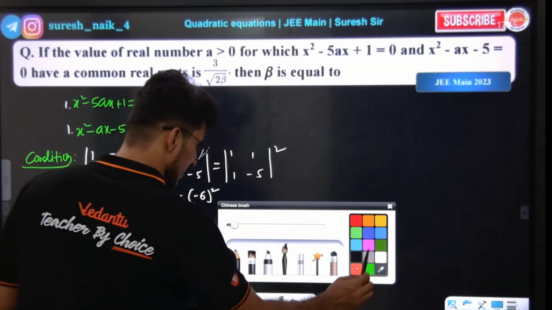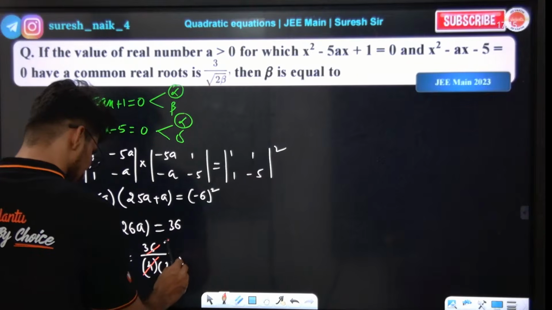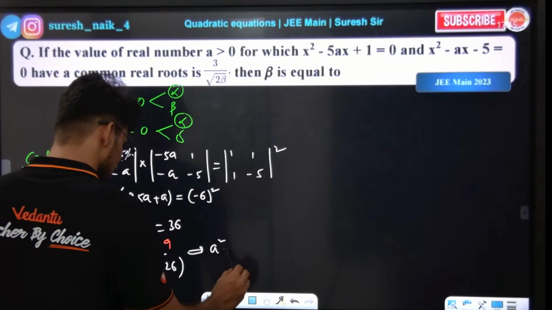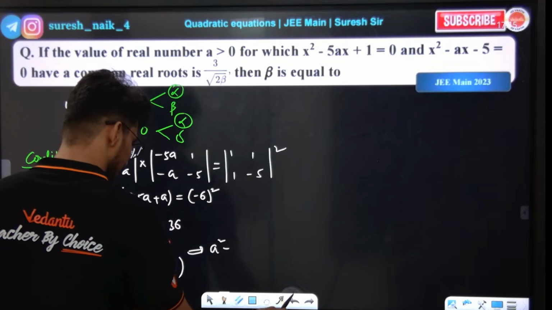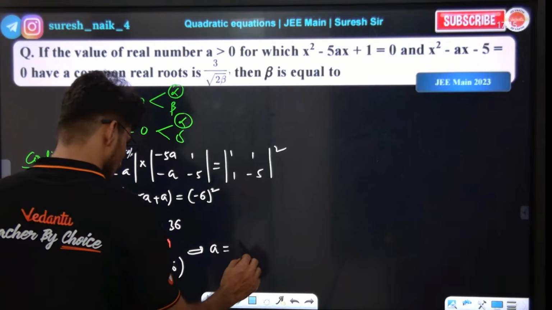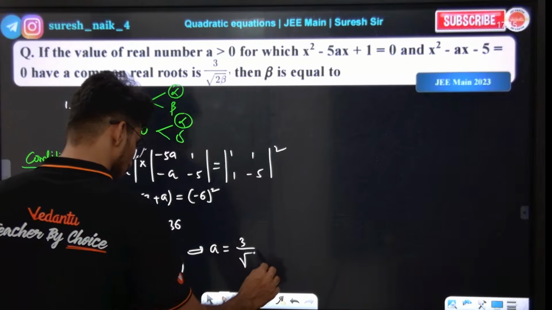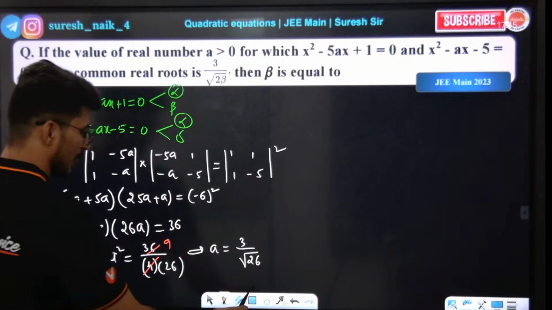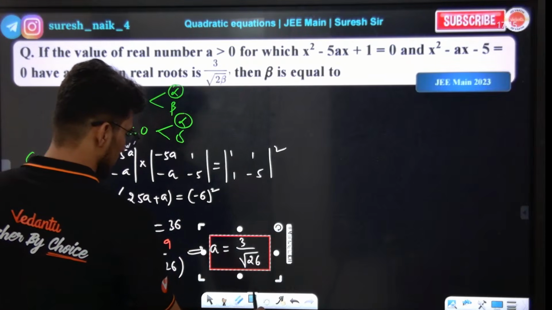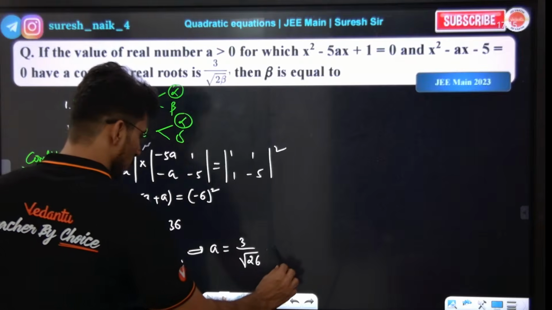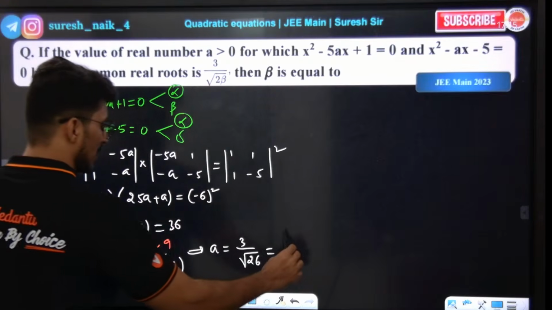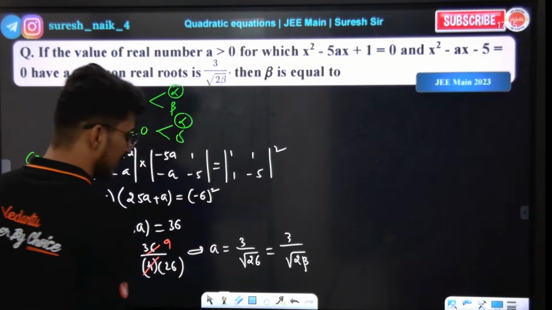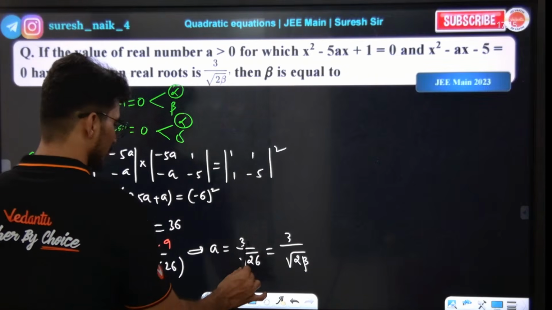Simplifying, 4 ones are 4, 9 fours are 36. So a is equal to 3 by root 26. I am taking only the positive value, not negative. So this is equal to 3 by root 2 times beta. So we need to find the beta value.